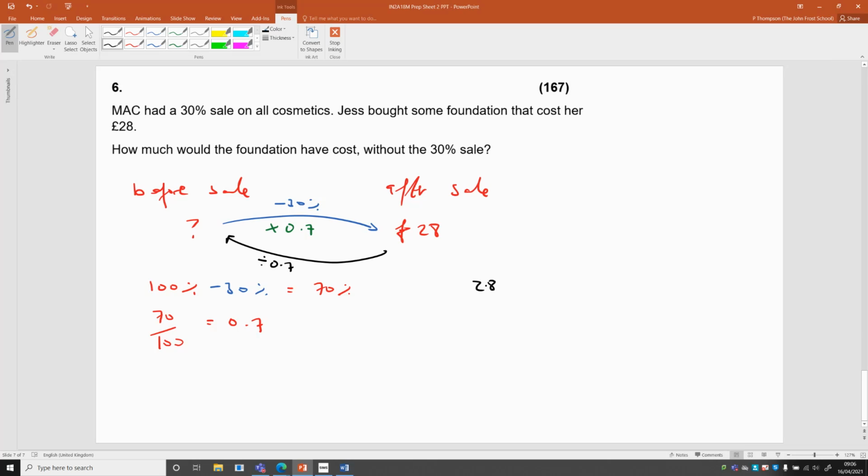So I've got to do 28 divided by 0.7. But dividing by a decimal, make the bottom a whole number by timesing it by 10. Top by 10 as well, then the numerator is 280. And 280 divided by 7 is £40. So before the sale, it was £40. If you want to check, you can, because 30% of 40 is 12. 40 take away 12 is 28. Okay, and that's all done.